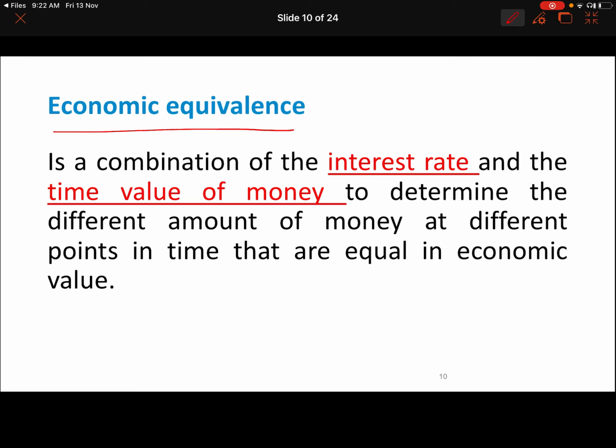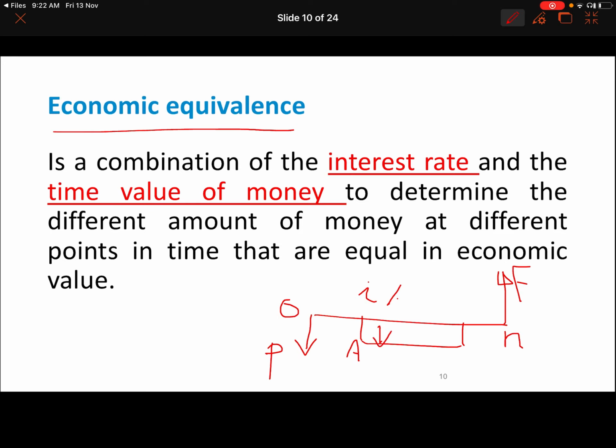Let's see what it means. Usually we understand that the present value is at time zero and the future value is after any number of years, and i% is the interest rate, and we may have some A's within this period. Okay, I can do something. I can just move from A to F to P this way.